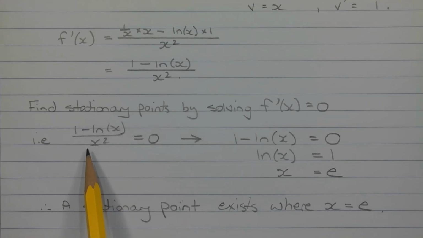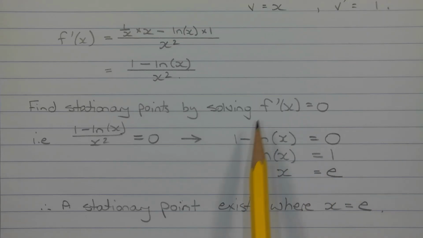Now x cannot equal 0, so the only way for this fraction to equal 0 is for the numerator to equal 0. In any case, whatever the value of the denominator is, we can't make a fraction equal to 0 unless the numerator itself is equal to 0. So we only need to solve the numerator equals 0. So we need to solve 1 minus ln x equals 0.